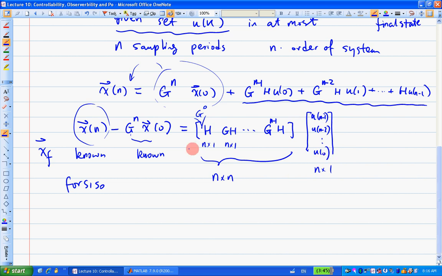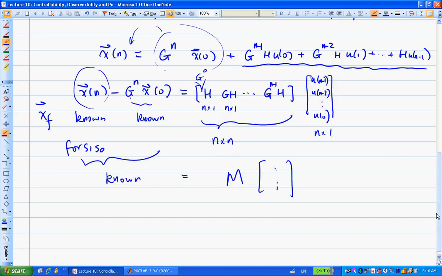So you can see now, if you look at this one here, this side is known, right? And this is a matrix, maybe let's use M. This is a big matrix M multiplied by a vector, right? Multiply vector. What do we want? We want to know if this one exists or not. So basically, whether this one exists or not depends on what? Not the size of the matrix.